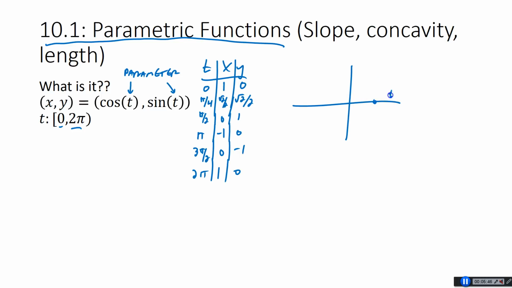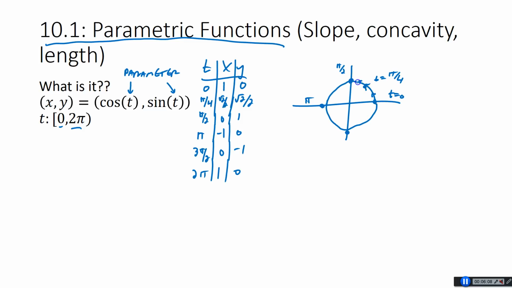That's when t equals 0. Then when t is pi over 4, we're at root 2 over 2, root 2 over 2. That's it right there. So t equals pi over 4. Then we're at the top when t equals pi over 2. And then we're over here at pi. We're down here. It looks like we're making a circle. In fact, we're making the unit circle, if I had put those points where they were supposed to be.